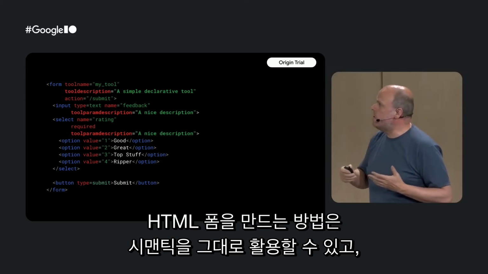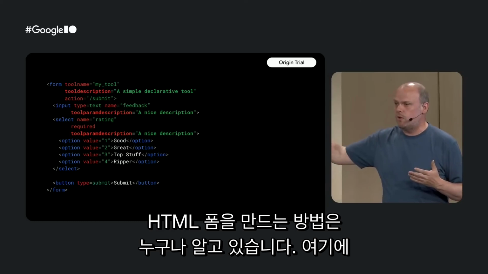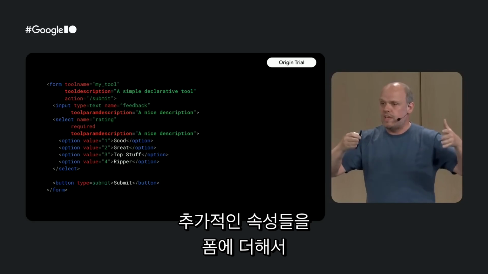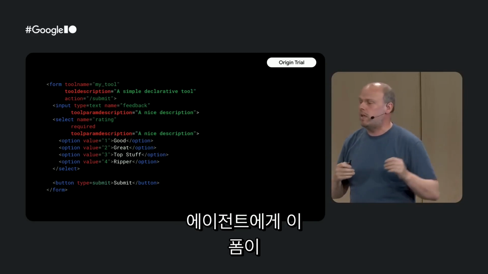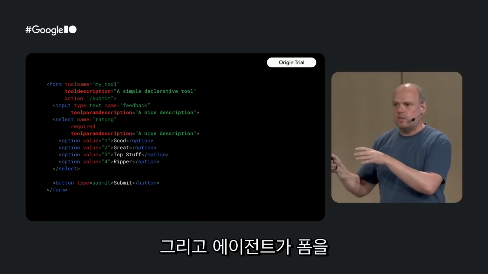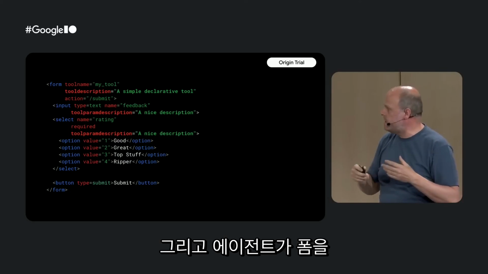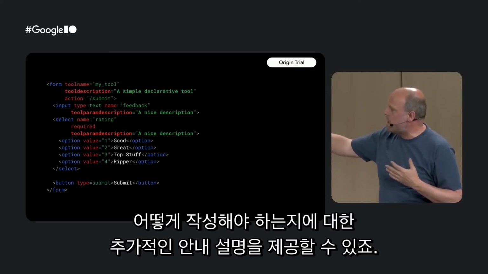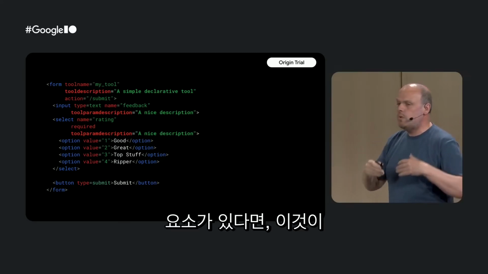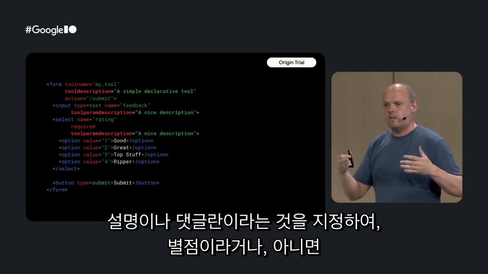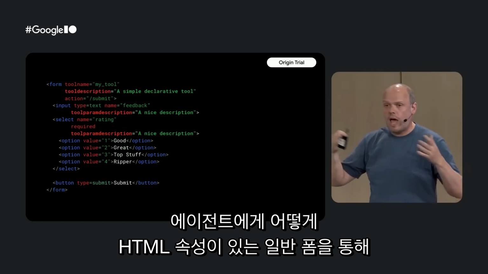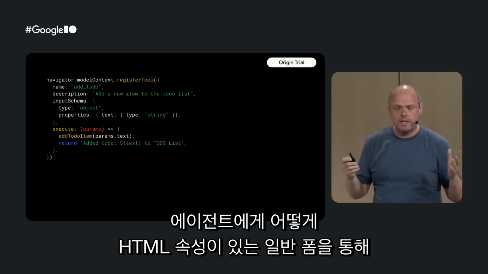Well, we can just add a number of extra attributes onto the form, like a tool description, which describes to the agent what this form does and how to interact with it, and then some extra tool parameter descriptions about how the agent should fill the form out. For instance, if you have things like a star rating, you would say this is a star rating, or there's a description or some comments. You get the ability to explain to the agent through a normal form with HTML attributes how they should interact with it, which I think is incredible.